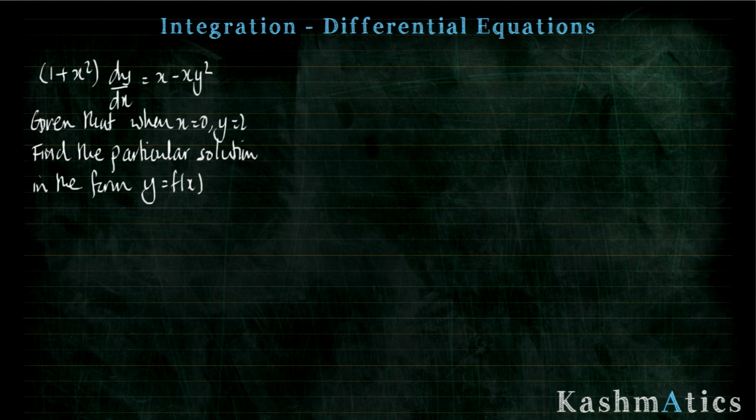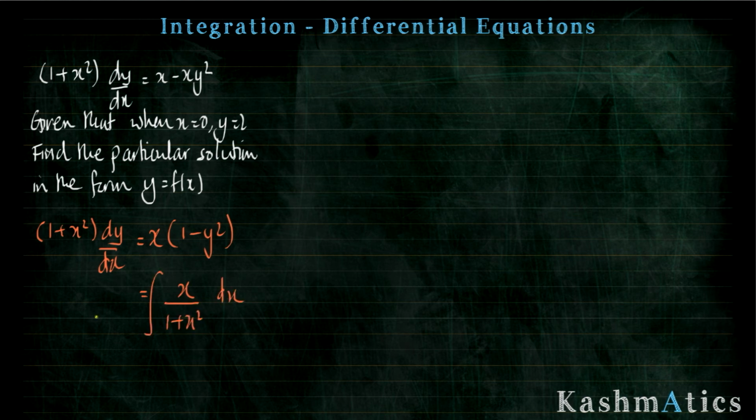So like I said, we need to do a bit of algebra before we can actually separate the variables. So the left hand side, let's keep that as it is, 1 plus x squared dy by dx. And the right hand side, I actually need to factorize the x out. So I get x brackets 1 minus y squared. So we can separate the variables now. And on the right hand side, I'll get x over 1 plus x squared dx. And on the left hand side, I'll get 1 over 1 minus y squared dy.